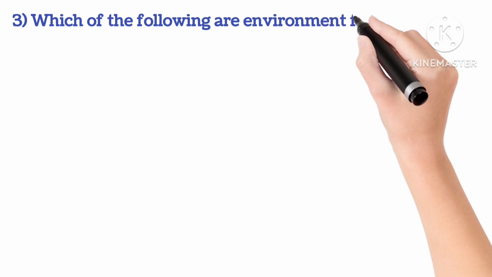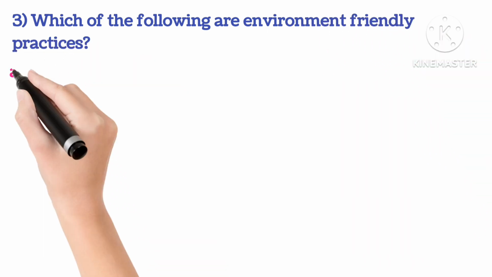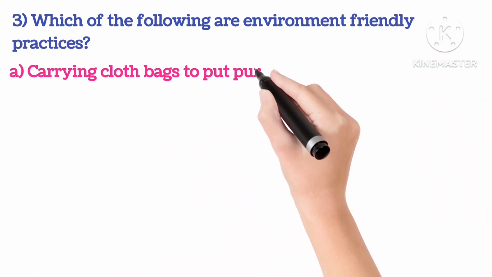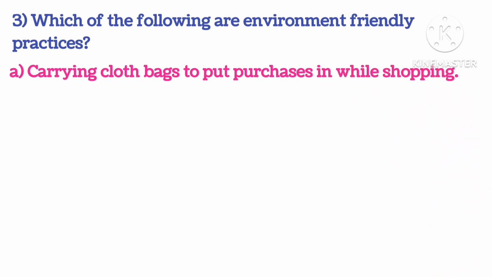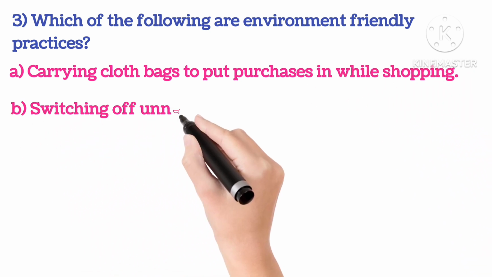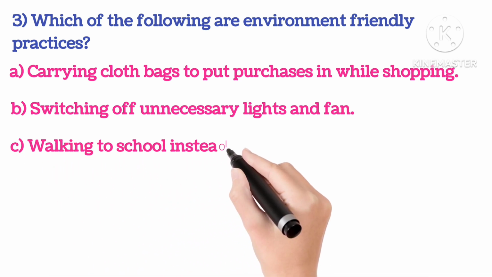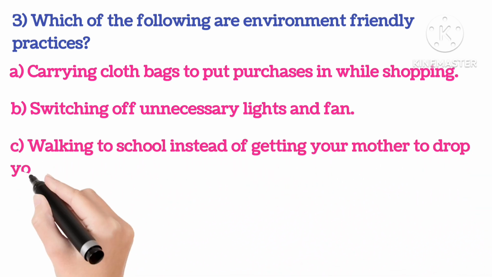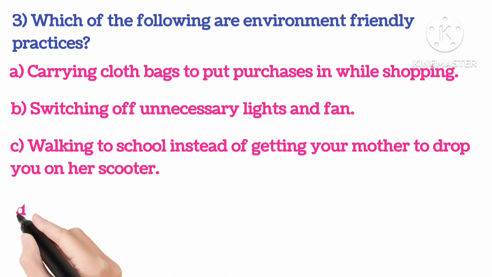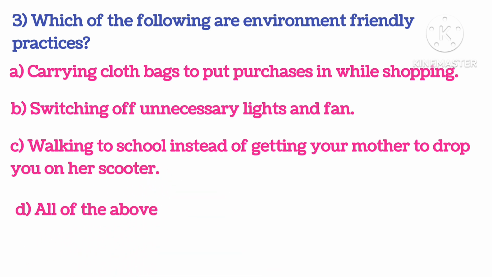Third, which of the following are environment friendly practices? A. Carrying cloth bag to put purchases in while shopping. B. Switching off unnecessary lights and fan. C. Walking to school instead of getting your mother to drop you on her scooter. Or D. All of the above. The correct answer is D. All of the above.